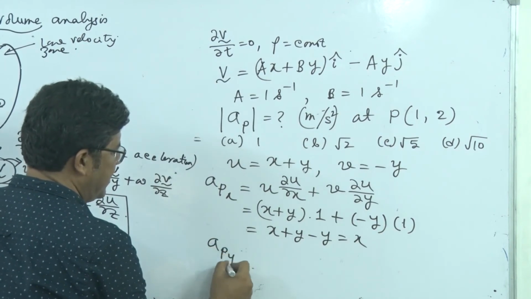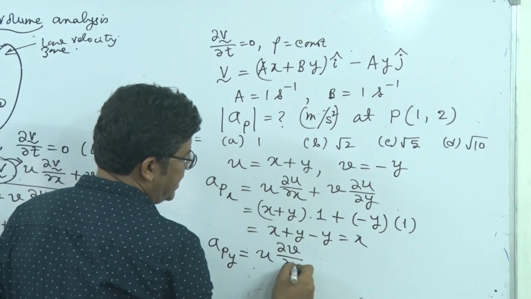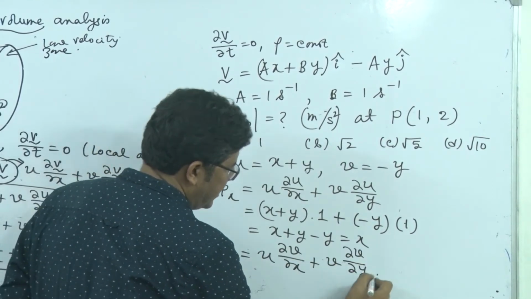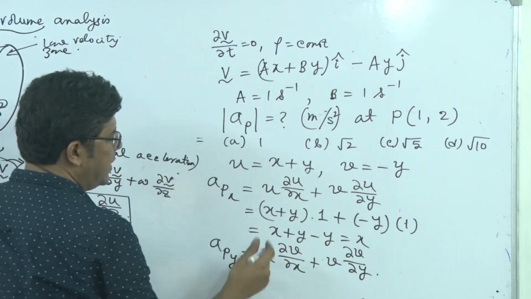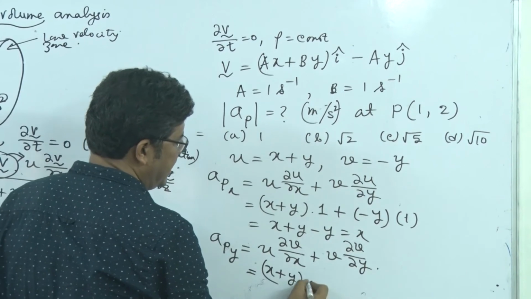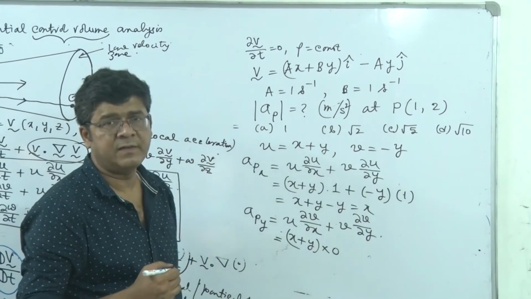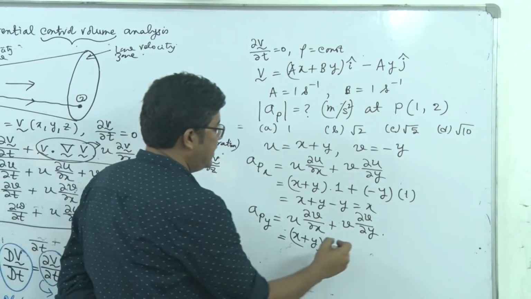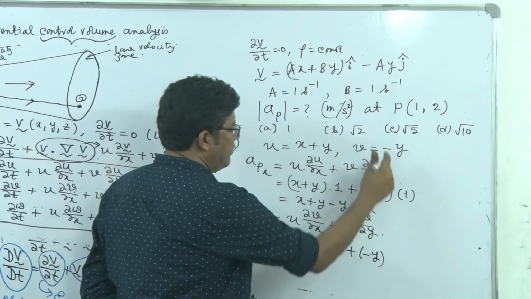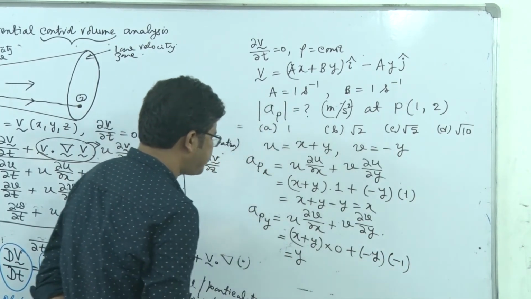Now let's say APY. APY is what? U del V del X plus V del V del Y. Right? So what is U? U is X plus Y. Del V del X, 0, right? Because V is a function of Y only. Next, V is minus Y, del V del Y is minus 1. So it is Y only.